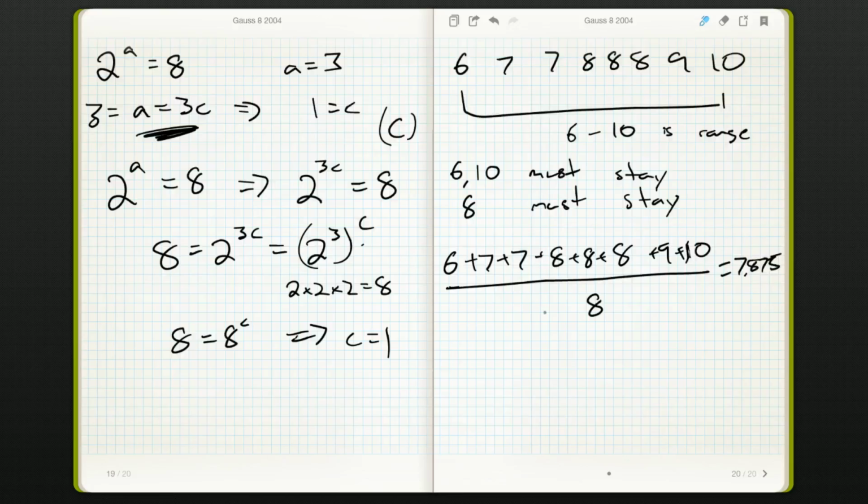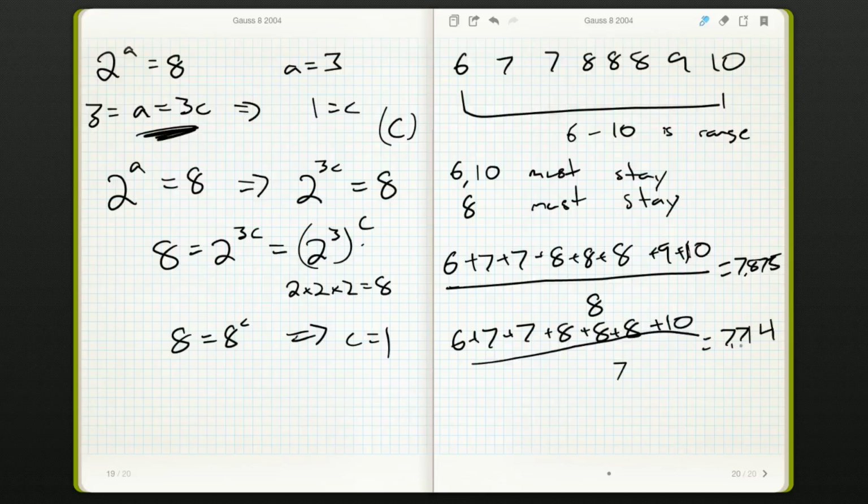So what would happen if we removed the 9? Let's just show you. We'd have, 63 was the sum of all of them, so 63 minus 9, 54. Divide that by 7, and we get 7.714. Okay, that's gone down.